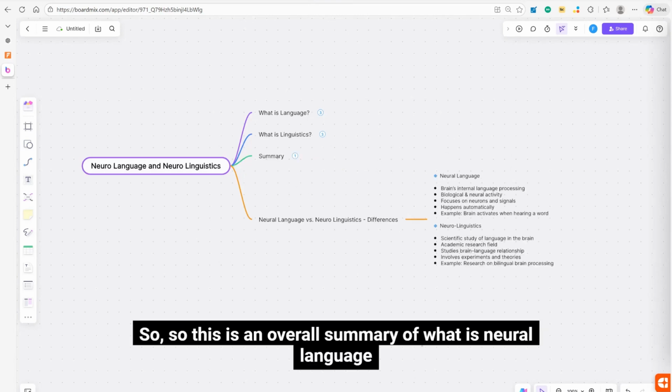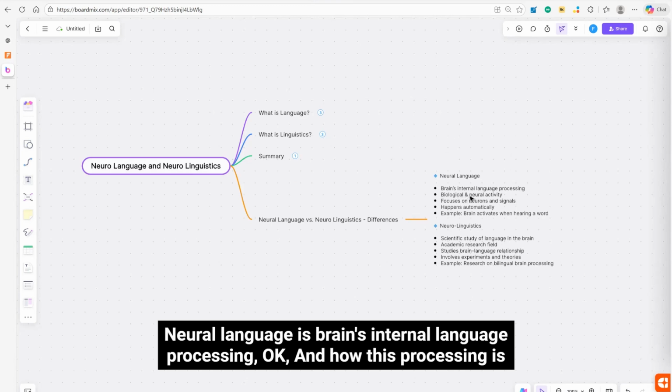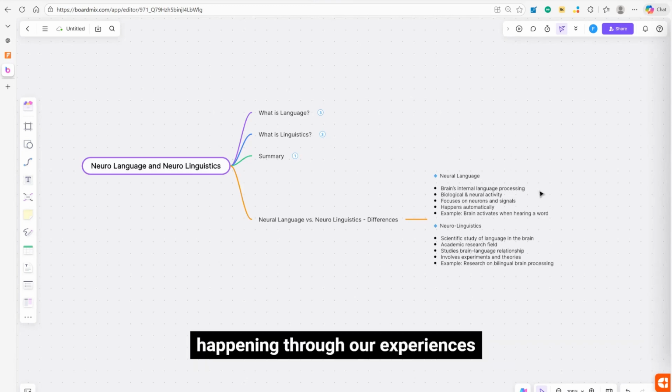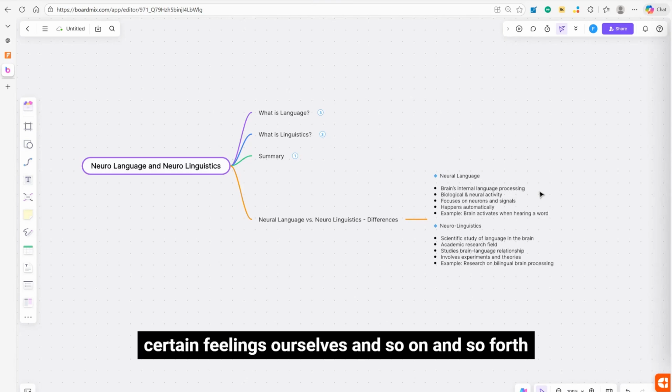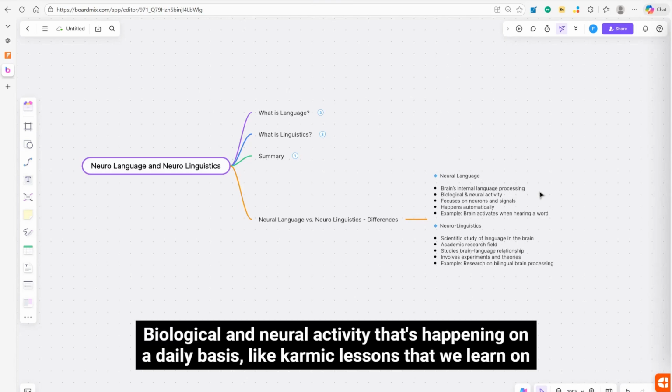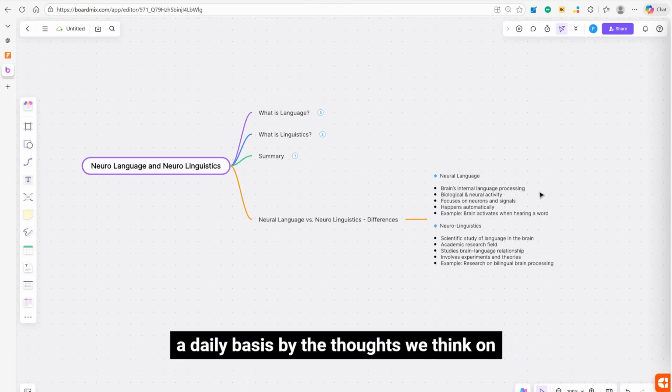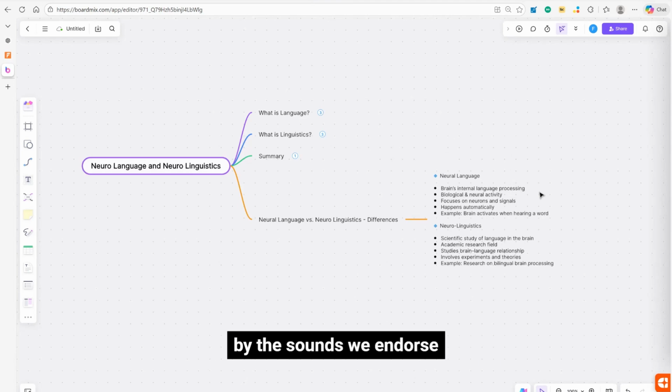So this is an overall summary of what neural language is. Neural language is the brain's internal language processing. Okay, and how this processing is happening is through our experiences, our sensory experiences, our emotional experiences, by listening to others, by feeling certain feelings ourselves, and so on and so forth. It's biological and neural activity happening on a daily basis, like the karmic lessons we learn daily, by the thoughts we think, the words we speak, the sounds we endorse, etc. It focuses on neurons and signals, and as we all know, it happens automatically. It is an automatic thing, right?